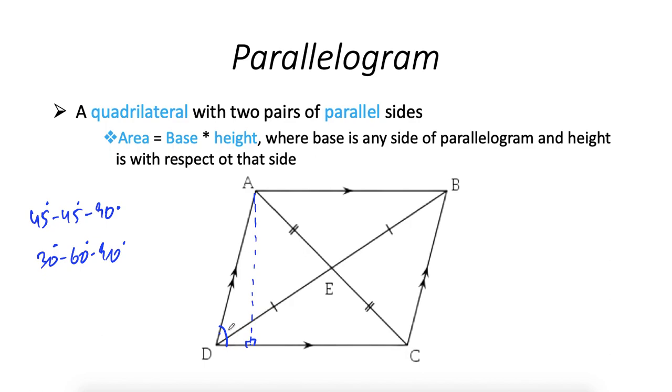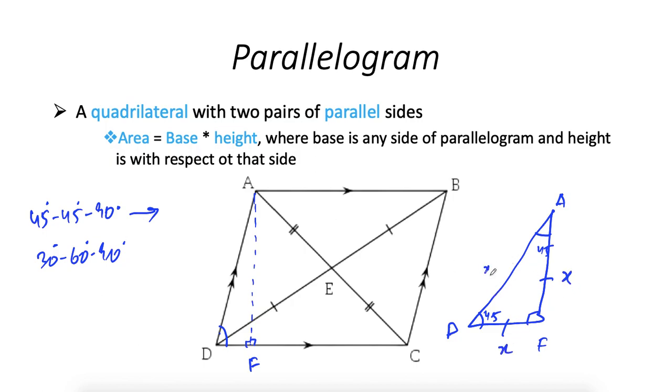For example, if this is 45, and I consider this point as F, so this will be D, A and F. This is 90 degrees. If this is 45 and this is 45, then these two sides are equal, and based on the ratio of a 45, 45, 90 degree triangle, if this is X, this is X, that will be X under root 2. Based on these ratios, in most cases, this will be helpful in finding the height so that you can find the area of the parallelogram.